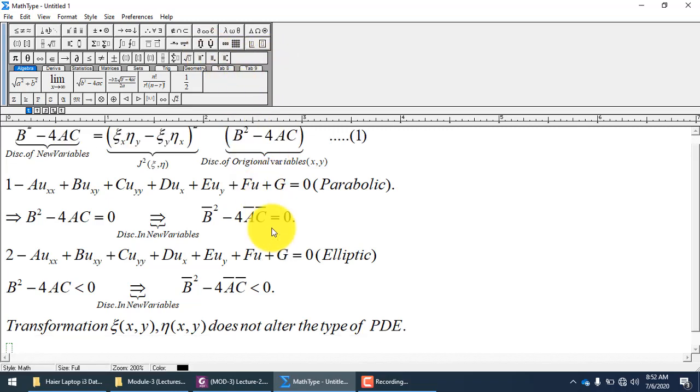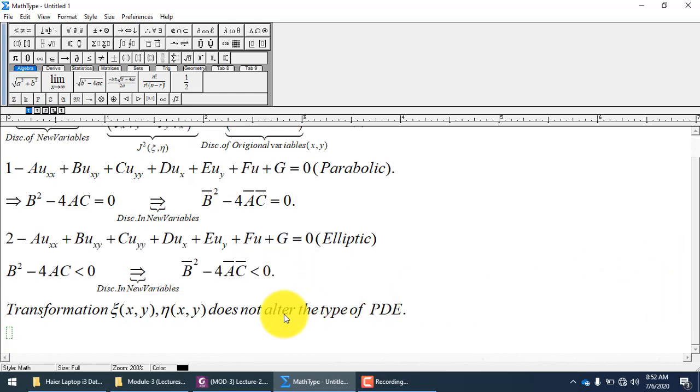If your partial differential equation is parabolic, after the transformation it will remain parabolic. After the transformation the new discriminant will also be 0. If your partial differential equation is elliptic, after the transformation your new discriminant will also be less than 0. So your new transformed partial differential equation will also be elliptic. This was done in the previous class, but now let's move on.